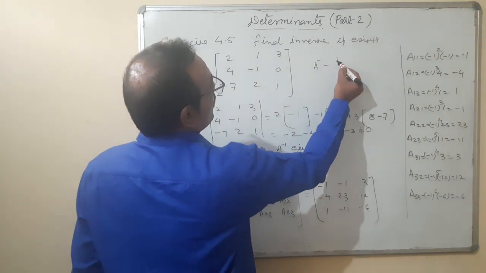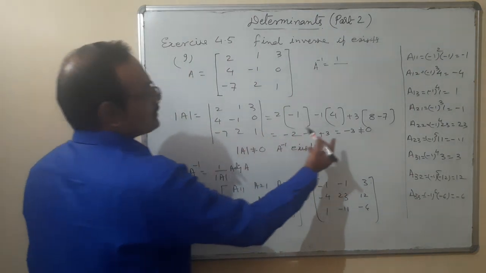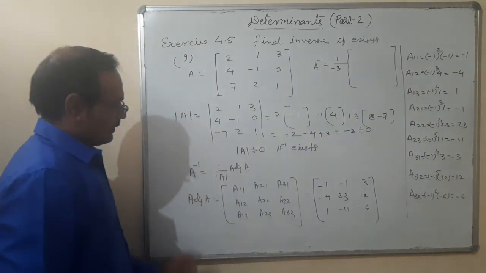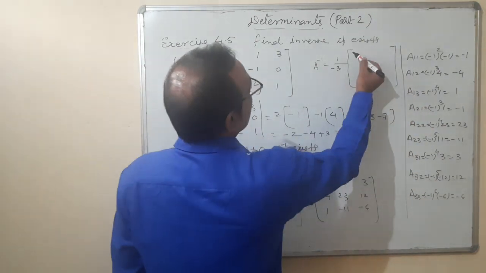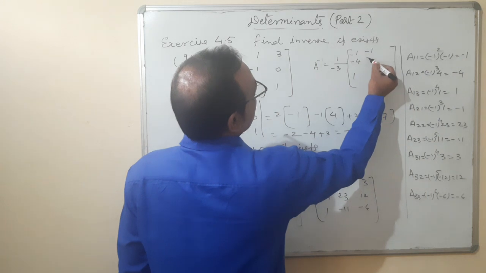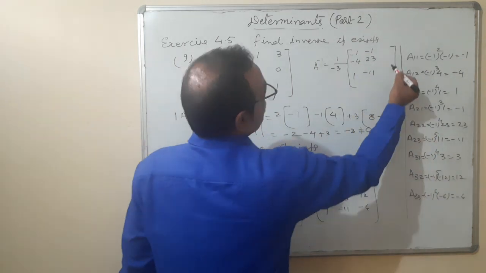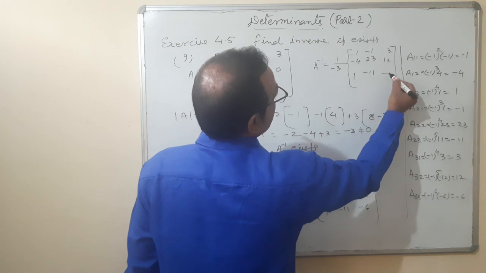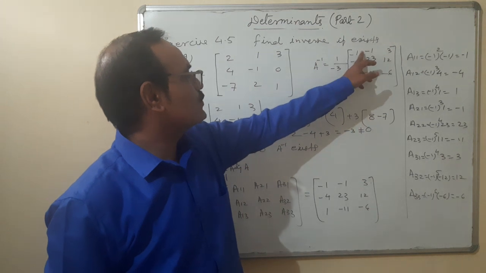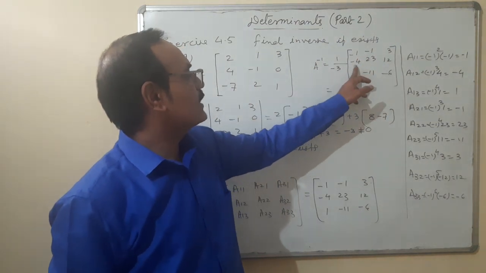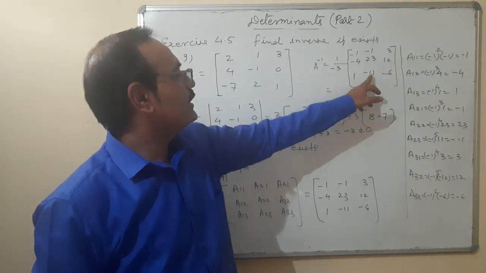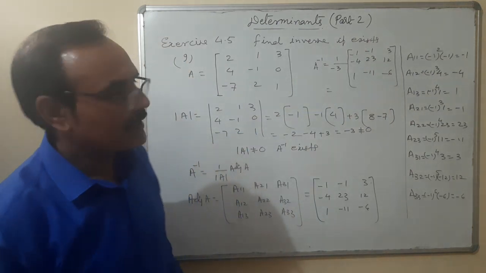A inverse is equal to 1 upon the determinant value of A, which is minus 3, and the adjoint of A is the matrix with entries 1, minus 1, minus 4, 1, minus 1, 23, minus 11, 3, 12 and minus 6. Multiplying it inside, the result is 1 upon 3, 1 upon 3, 1, minus 4 upon 3, 23 upon minus 3, minus 4, minus 1 upon 3, 11 upon 3 and 2. This is the inverse of it.